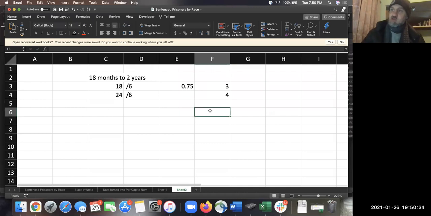Because they want it in lowest terms. Lowest terms means leave it as a fraction. So you divide by 6 top and bottom, and there you go.